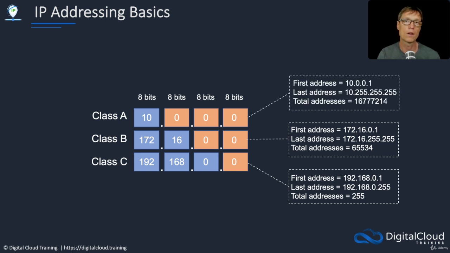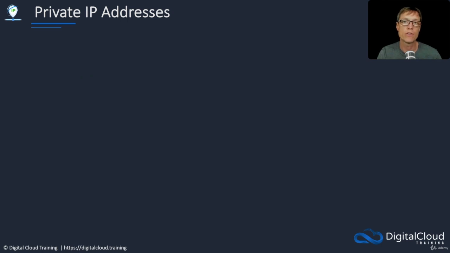But now what about Class A? Here we have 10.0.0.1 to 10.255.255.255, so we have a much larger pool of potential addresses in that range. Now this is quite complicated stuff, I know, and what we're going to do later on is we're going to see how we can come up with the correct range of addresses to use when we're creating our own networks on the AWS cloud.